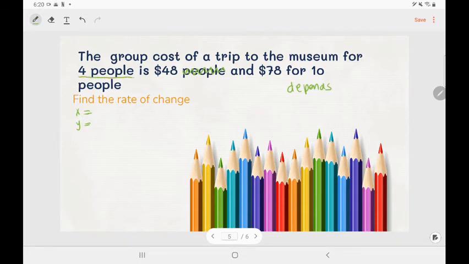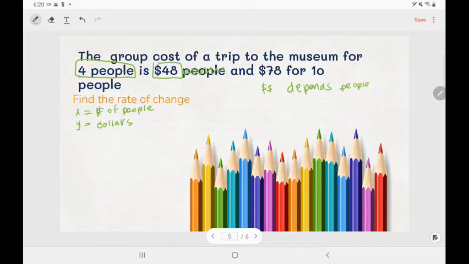So again, I can write my depends statement. Let's look at what our variables are. So we have 4 people. So people is one of our units, and $48. So dollars is one of our units. Again, commonly, if you're buying something, the money is my dependent variable, and the money depends on how many people come. So, okay, number of people is my x variable, and my y variable is the dollars that I spend.